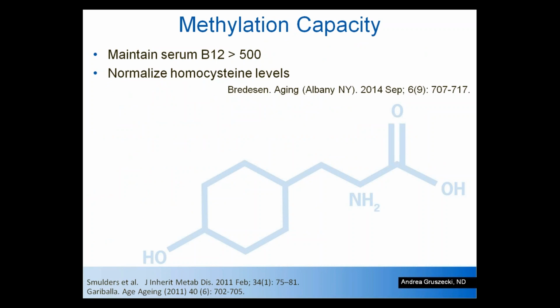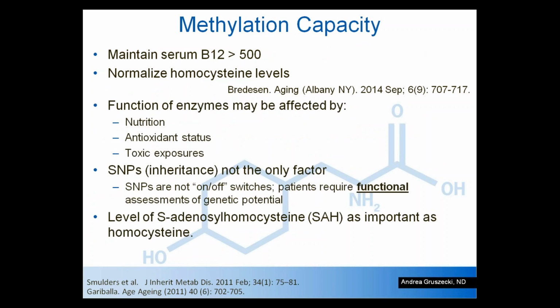The next step in the protocol is the functional evaluation of methylation capacity. Now, the protocol recommended looking at only B12 and homocysteine levels. We know that the level of S-adenosyl homocysteine is as important as homocysteine. And we also know that the function of these enzymes may be affected by nutrition, antioxidant status, toxic exposures, basically epigenetics, as well as by inheritance. It's not enough to just look at a genetic profile. Patients require functional assessments of their genetic potential.